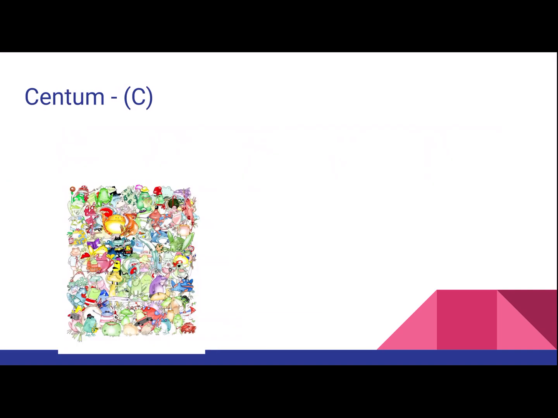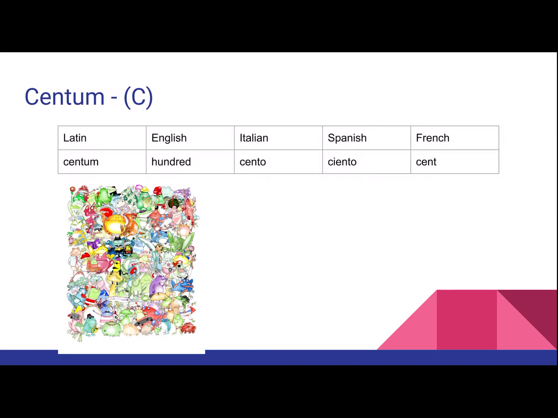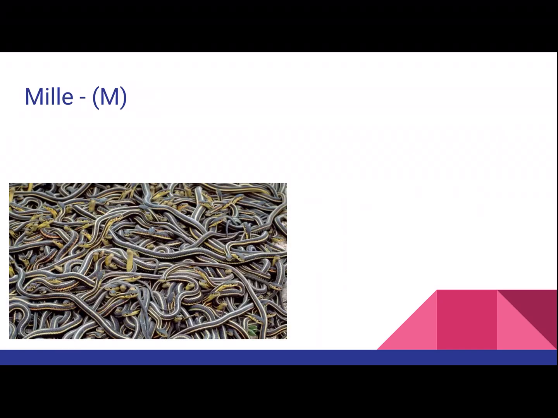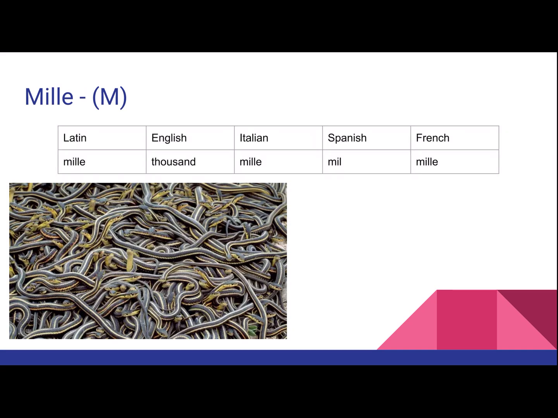We also want you to make sure you know the word for 100, which is centum. It's where we get the English word century from. Centum ranae multos colores habent. 100 frogs have many colors. And mille, which is where we get the word millennium from. And it means 1,000. Mille serpentes dormiunt. 1,000 snakes sleep.